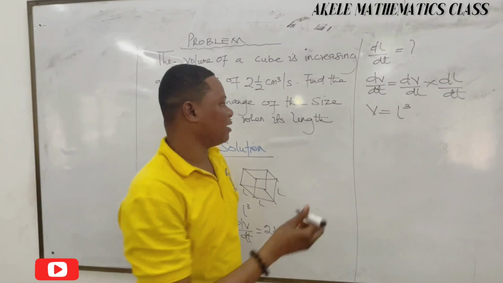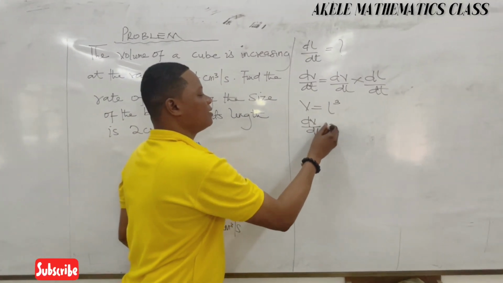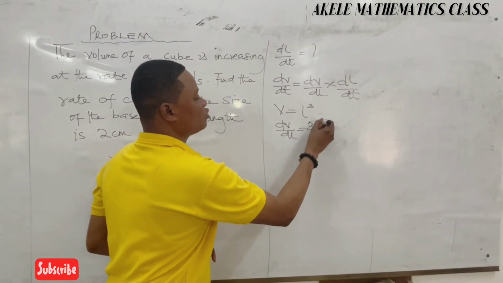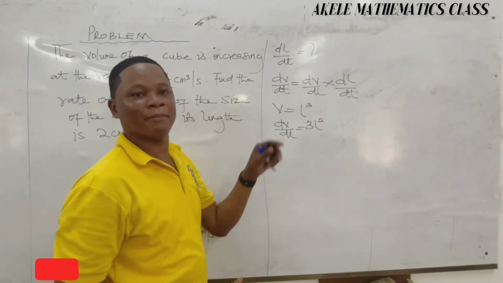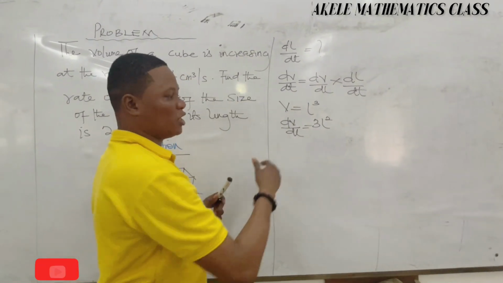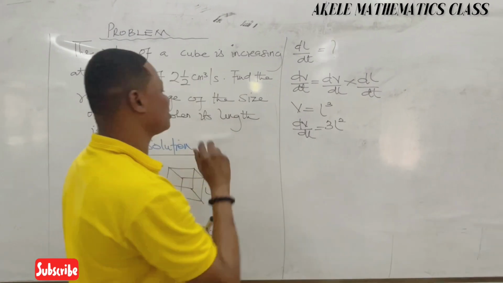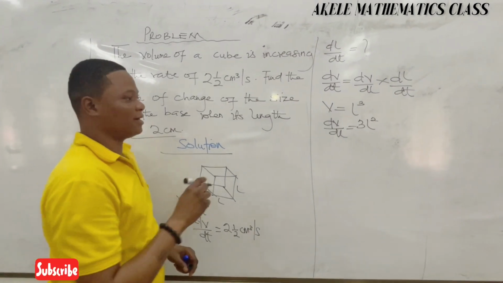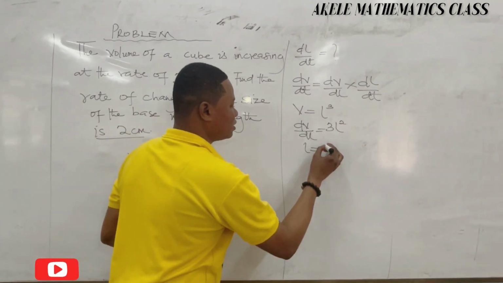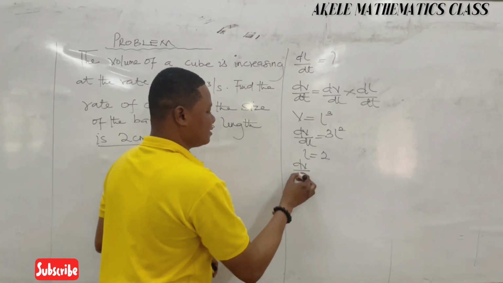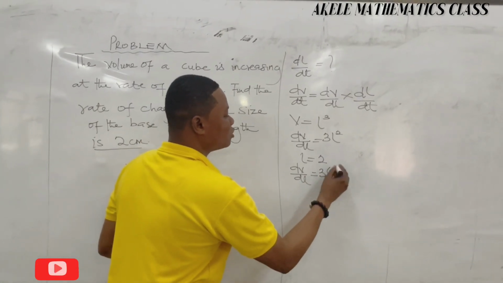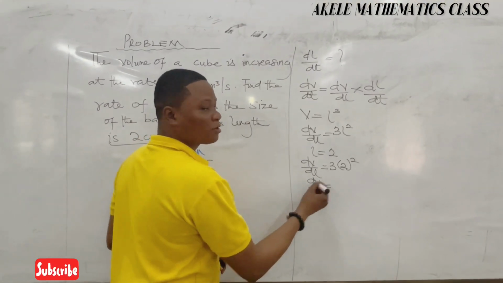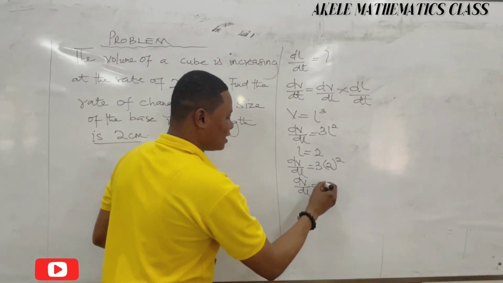So in order to find dV/dL, a simple differentiation using the power rule gives 3L to the power 2. You use the 3 to multiply and reduce the power by 1. But we cannot work with L in it. Surely the problem will give you a length. The length is given as 2 centimeters. Hence if L equals 2 centimeters, then dV/dL will be equal to 3 multiplied by 2 squared. Therefore, dV/dL is equal to 3 times 4, that is 12.